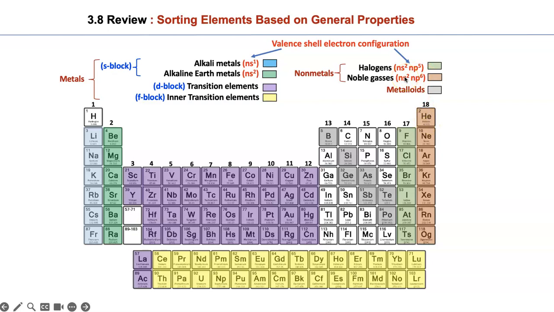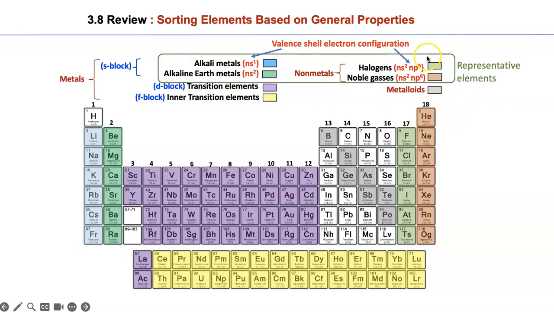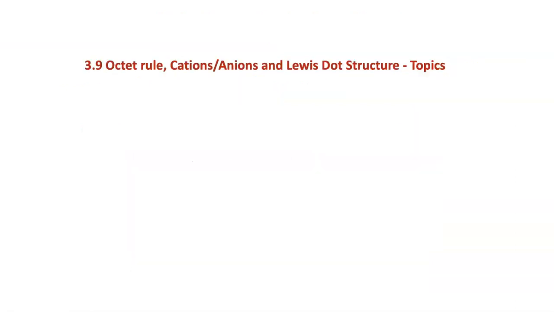So we are going to learn about a rule called the octet rule, where everybody wants to have noble gas 8 electrons in their valence shell. And these guys are some of the representative elements. If you recall, groups 1, 2, 13, 14, 15, 16, 17, and 18 are called groups 1 to 8A because their valence electron numbers are the same as their A group number. Okay, now let's move on to today's topic.